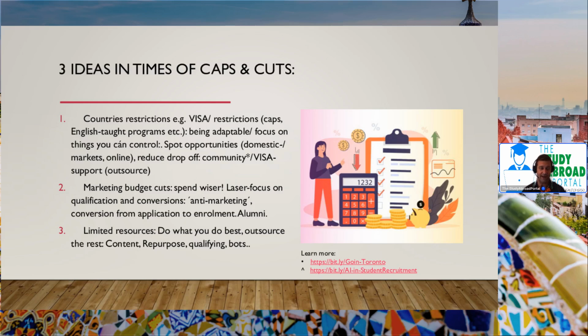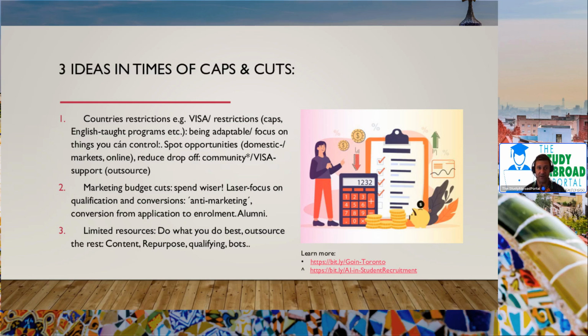So what to do about that and how to be prepared? First of all, the simple thing is being adaptable and focusing on the things you can control. You cannot control everything, of course, but having said that, spot opportunities. What are some opportunities? We researched that a bit, and of course you can focus on some domestic programs, and also on different markets that you haven't focused on yet that you can still recruit from. Online programs could be an idea, or even hybrid if it hasn't been thought of yet. That way you can often get around the restrictions.